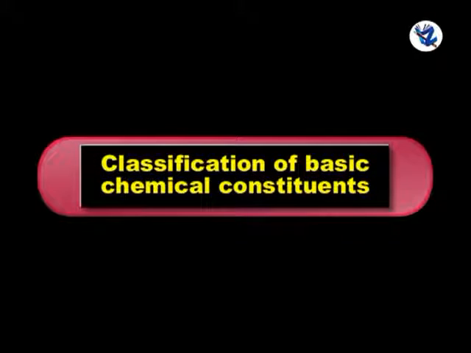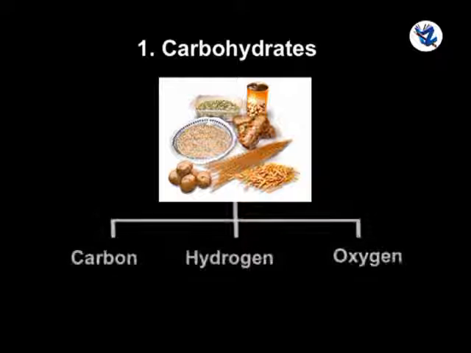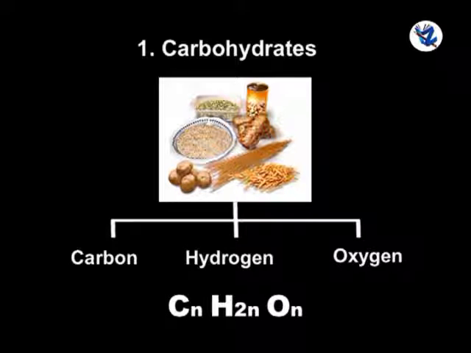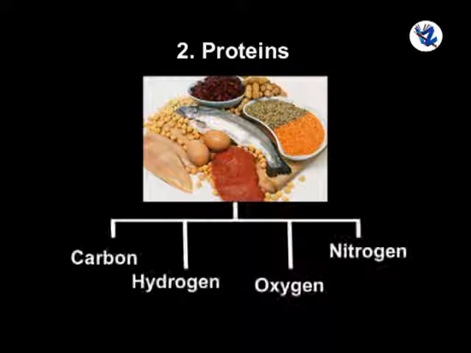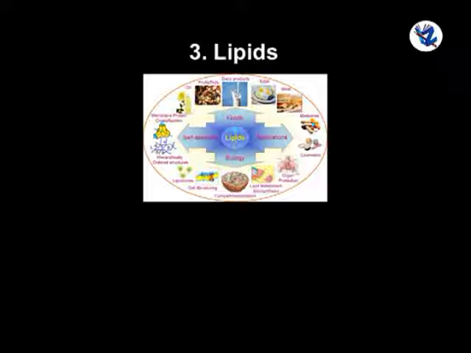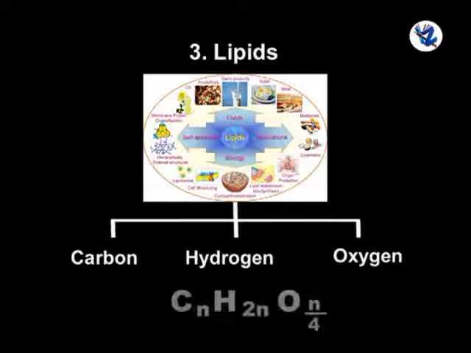Now this is the classification of basic chemical constituents. 1. Carbohydrates containing carbon, hydrogen and oxygen atoms, and the proportion of hydrogen to oxygen is 2:1. 2. Proteins consist of carbon, hydrogen, oxygen and nitrogen. 3. Lipids contain carbon, hydrogen and oxygen, but the proportion of hydrogen to oxygen is greater than 2:1.